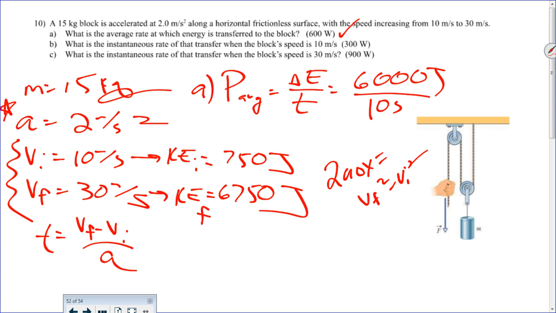Okay, cool. So then to do parts B and C, to find the instantaneous rate of transfer, well, it's just force times velocity, right? So what's the force? 30 newtons times your velocity. Cool? All right. Questions with that? All right, so that was number 10.